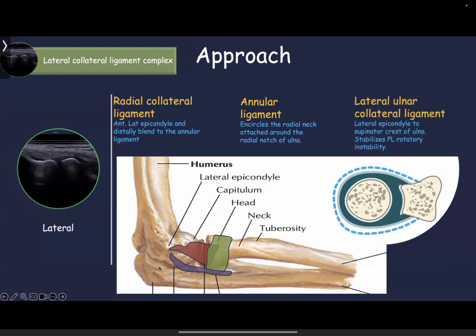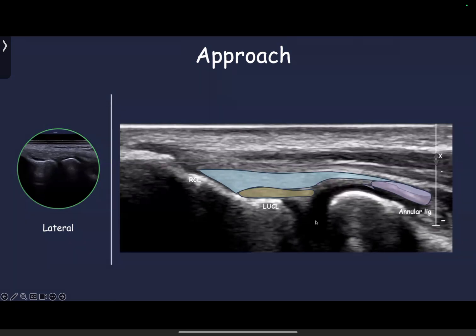Then we have the lateral ulnar collateral ligament, called the LUCL. It arises from the lateral epicondyle to the supinator crest of the ulna here, and it is one of the important stabilizers for posterolateral rotatory instability. If you go slightly down from the above image, we'll see this radial collateral ligament, which blends along this annular ligament, and below it we have the lateral ulnar collateral ligament.